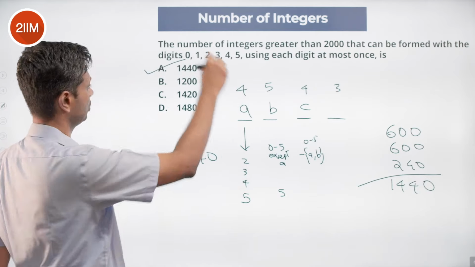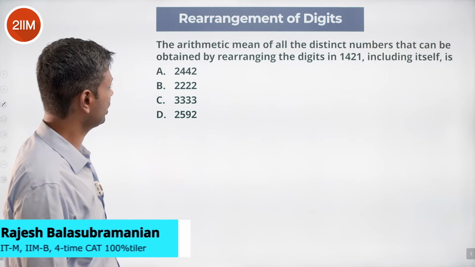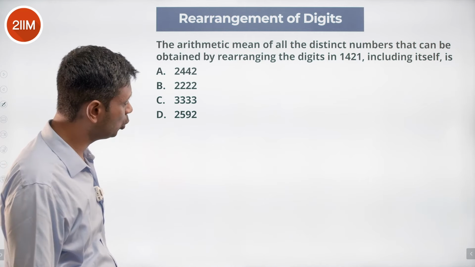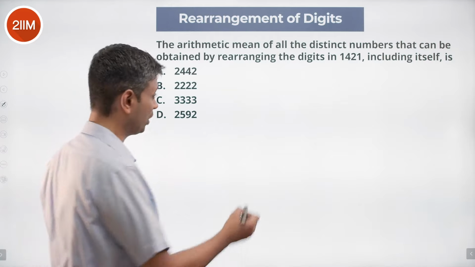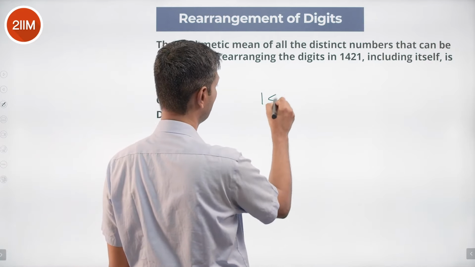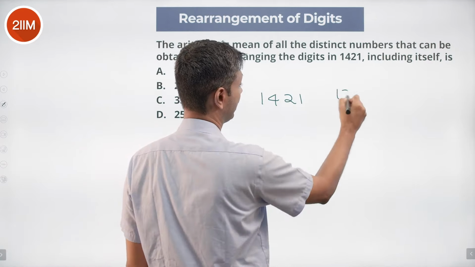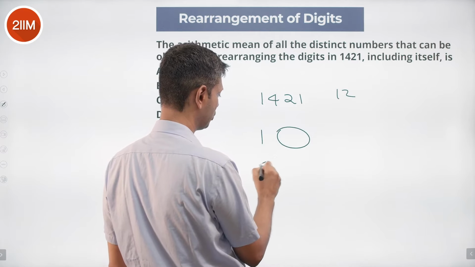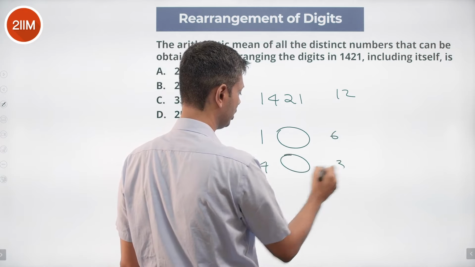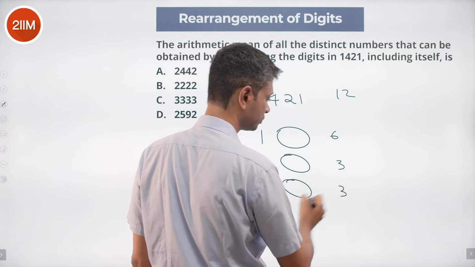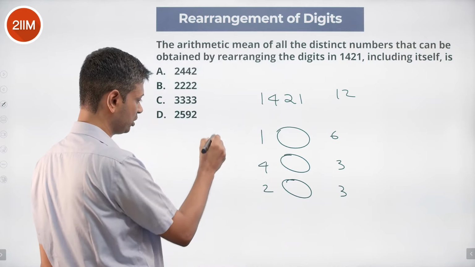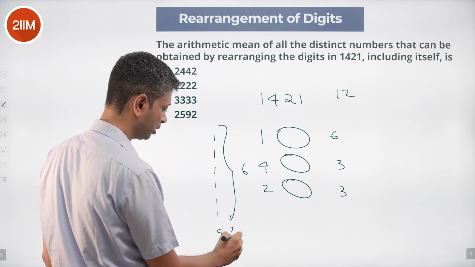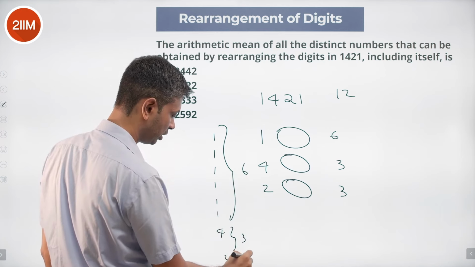Yes, it is. Arithmetic mean of all distinct numbers that can be obtained by rearranging the digits in 1421, including itself. It's a nice question. 1421, how many rearrangements do we have? 4 factorial by 2, 12 rearrangements. Starting with 1, there are 6 rearrangements. Starting with 4, there's 3, and starting with 2, 3. So if I add up all the unit digits, I'll have 1 appearing 6 times, 4 appearing 3 times, 2 appearing 3 times.